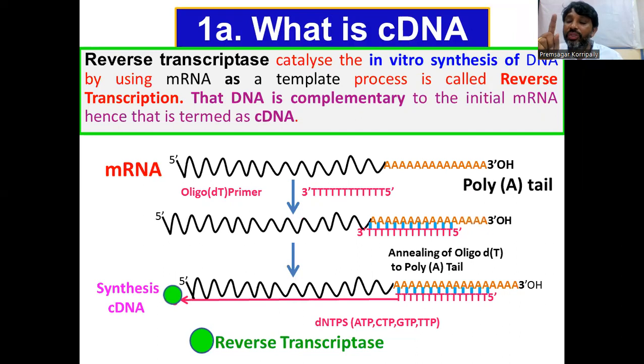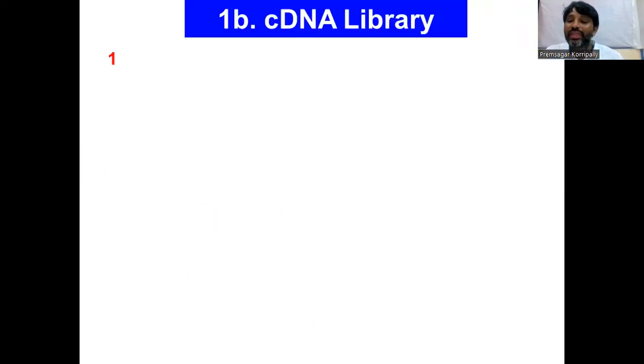mRNA is converted into the DNA by reverse transcriptase. This process is called reverse transcription. The DNA is called cDNA. The cDNA is complementary to the initial mRNA. Now we will see what is a cDNA library.